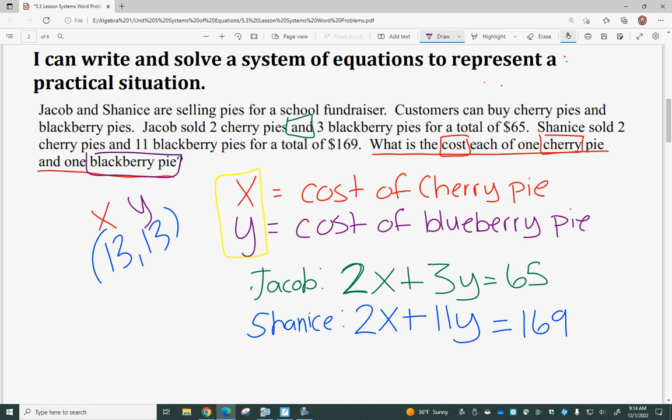They both cost the same, actually. X, the cost of my cherry pie, is $13. Y, the cost of my blackberry pie, is also $13. That's what we were asked to find, and that's what we found by using this system of equations.